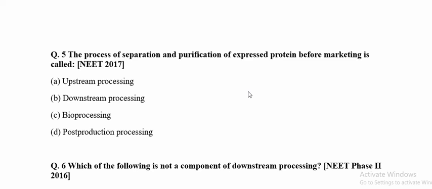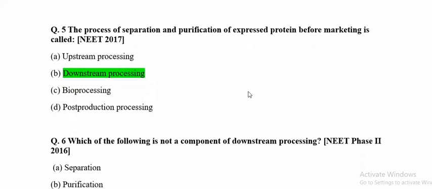So the expressed protein, before marketing, undergoes certain processes of separation and purification, and that process is known as, options were given: upstream processing, downstream processing, bioprocessing, post-production processing. So the right option is downstream processing. Before marketing, the expressed protein undergoes separation and purification by downstream processing. Option B is the correct answer.